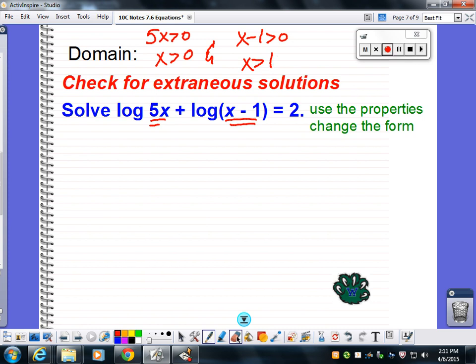Okay, so let's solve this. So what are we going to do? We have those two logs. I don't want that. So this is why we learned those properties back in 10b, so we can use them to solve an equation. Alright, so remember what happens.